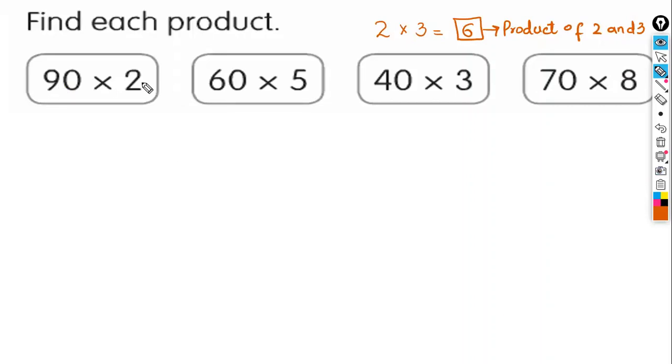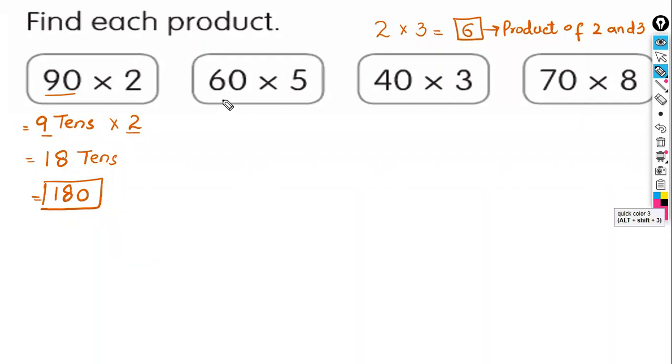So this is 90 multiplied by 2. We all know that we can write this 90 as 9 tens as well. So 9 tens multiplied by 2. So 9 times 2 is 18. So it will become 18 tens. And we can also write 18 tens as 180. So 90 multiplied by 2 is equal to 180.